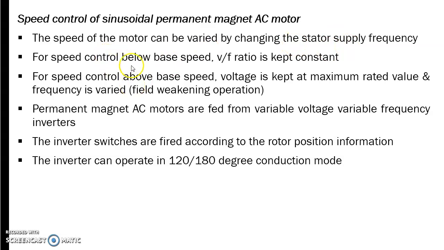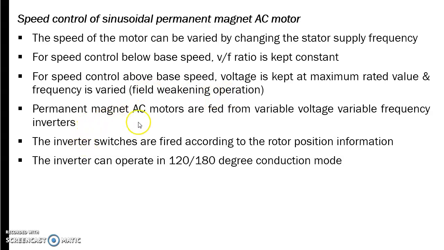And for speed control below the base speed, V by F ratio is kept constant. So we are varying the voltage and frequency simultaneously. For speed control above the base speed, voltage is kept at the maximum rated value and frequency is varied, so that V by F we cannot maintain as constant. Flux will be reduced above the base speed. So it is the field weakening operation.